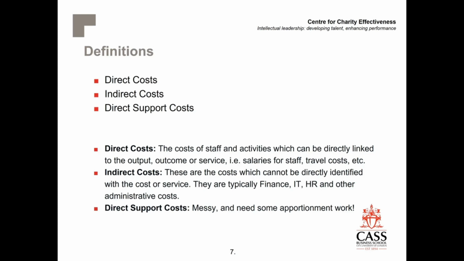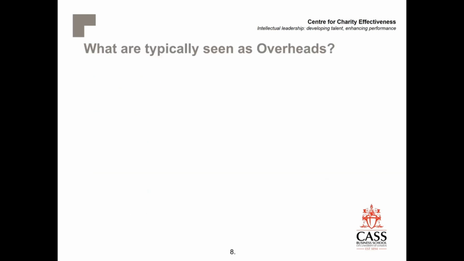And it might be, for example, you want to take the number of headcount working, and you can see that staff complement linked to the work that you do. In other words, the building cost links to the direct cost. You need to apportion it as such. So direct support costs are this messy work we're going to have to do around apportioning things.